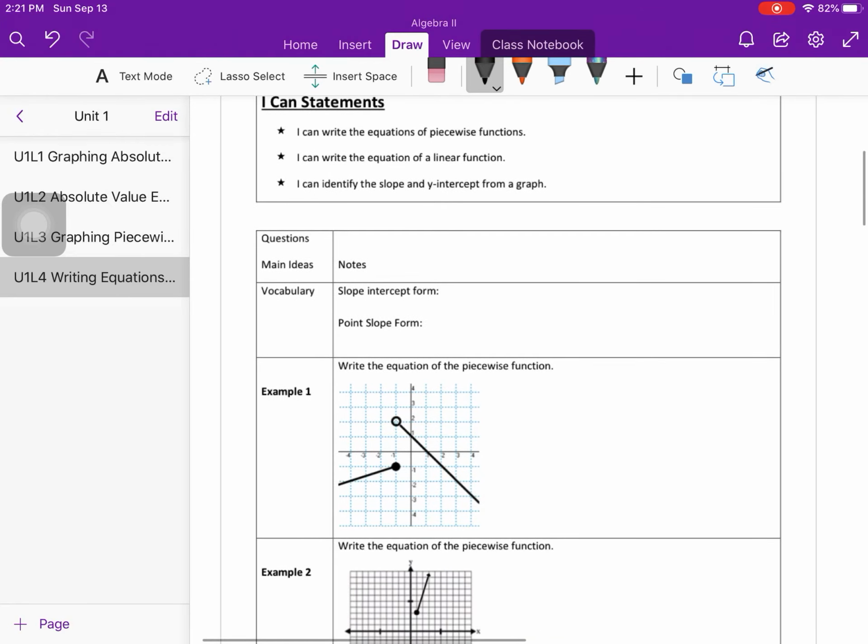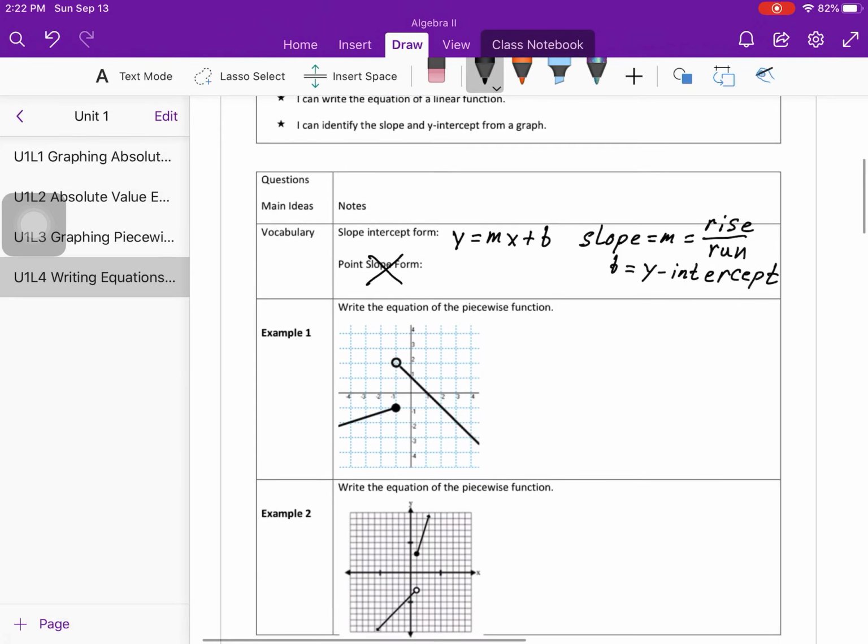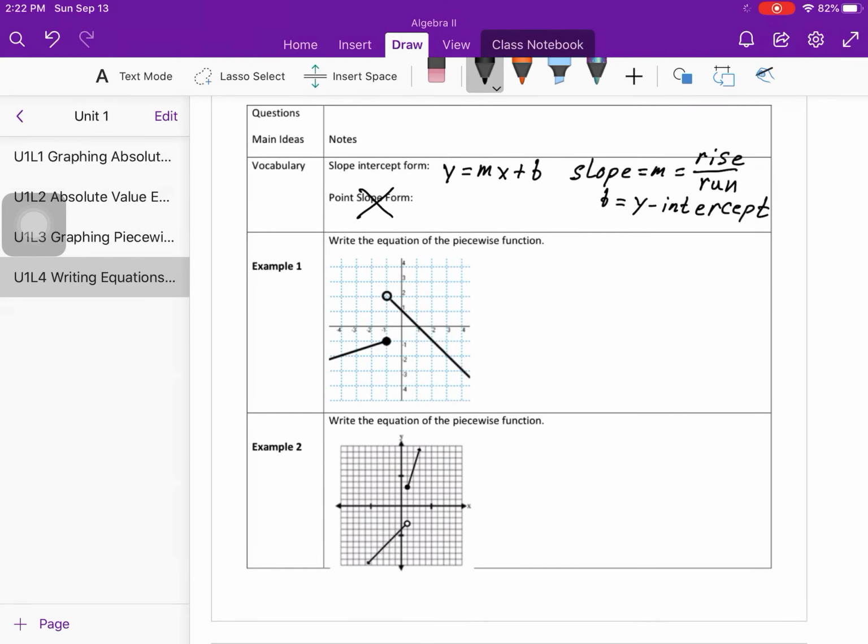So the first thing it says is vocabulary, and then it says slope-intercept form and point-slope form. We are mainly going to focus on the y-intercept form, so y equals mx plus b. And we've talked about this one quite a bit, where the slope is m, and that is our rise over our run. Okay, so hopefully we're getting pretty comfortable with that at this point. And then b is the y-intercept. And for this lesson, we're just not going to worry about the point-slope form. Not something that we need to do right now. So let's move on to example 1.